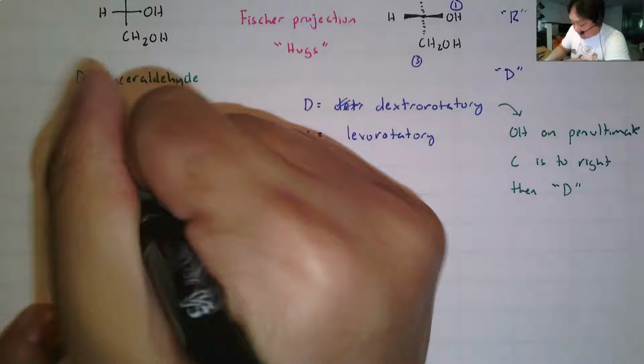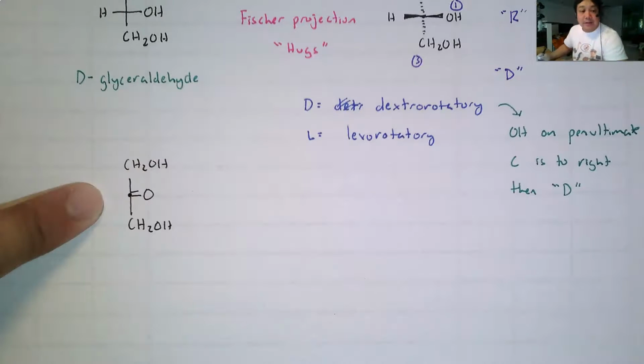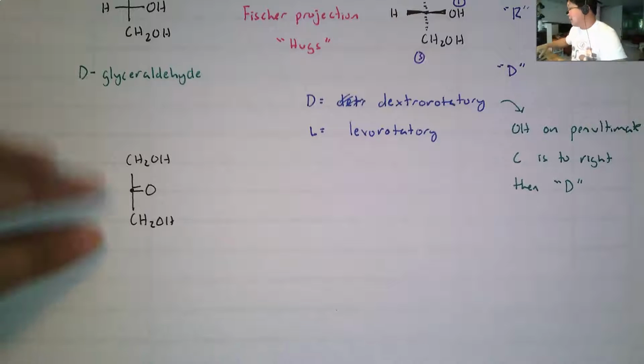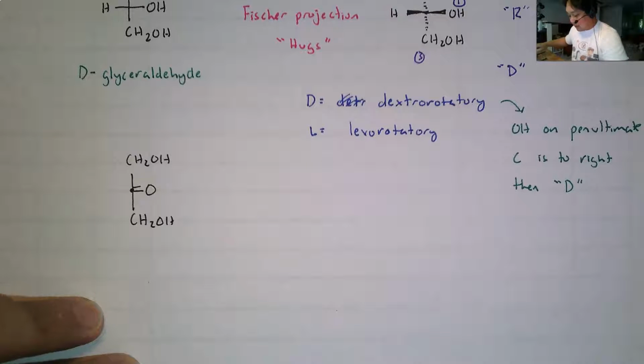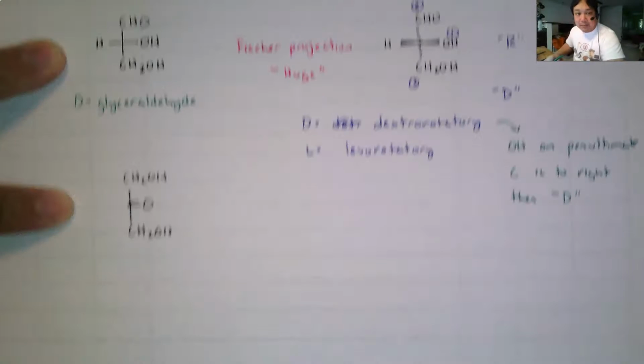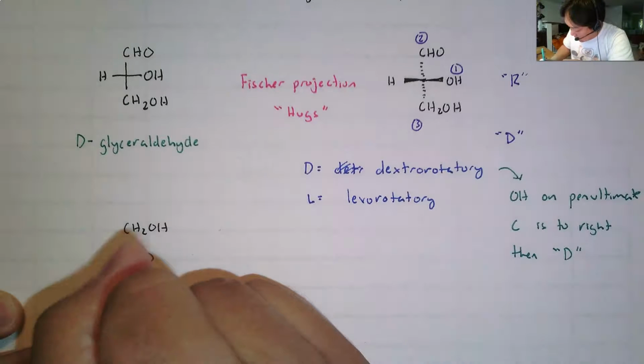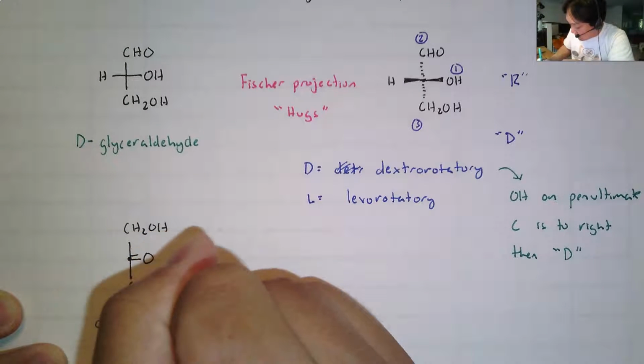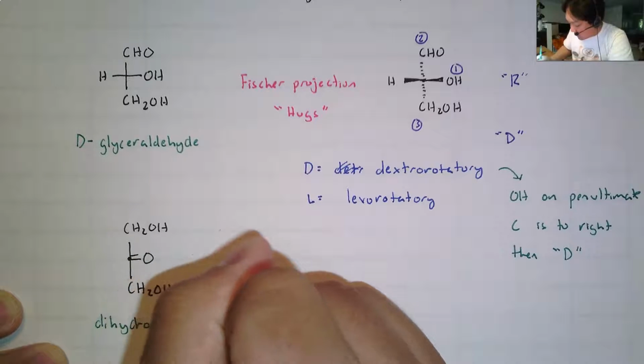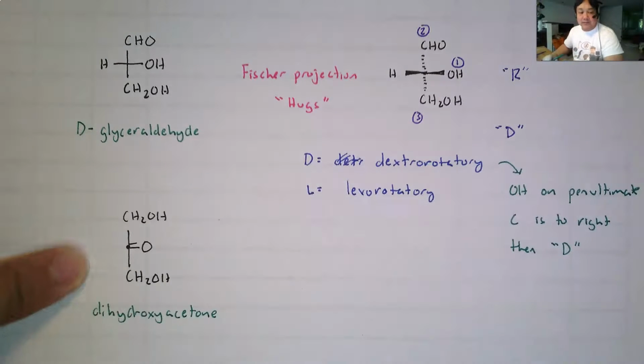Okay. And yep, that is a carbon in the middle, right? So this has 3 carbons. This is called dihydroxyacetone. So these are our 2 simplest carbohydrates. This dihydroxyacetone has no chiral carbon, though. There is no D or L designation for this molecule.